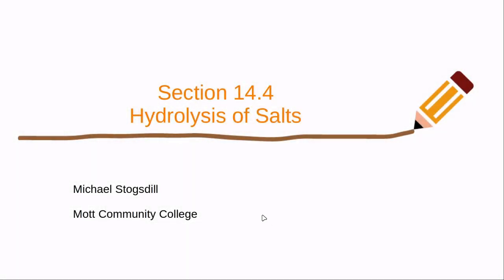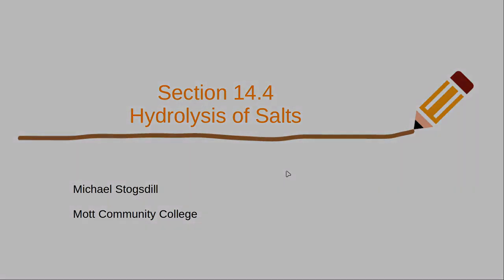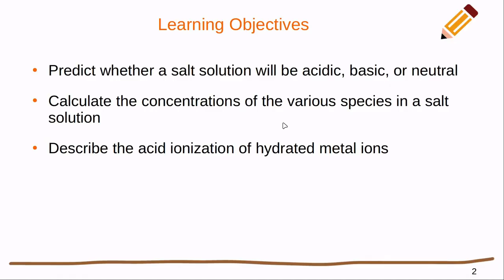Hello everybody. In this video we're going to be covering section 14.4, the hydrolysis of salts. We're going to learn to predict whether a salt solution will be acidic, basic, or neutral. We're going to calculate the concentrations of various species in a salt solution, and we're going to describe the acid ionization of hydrated metal ions.